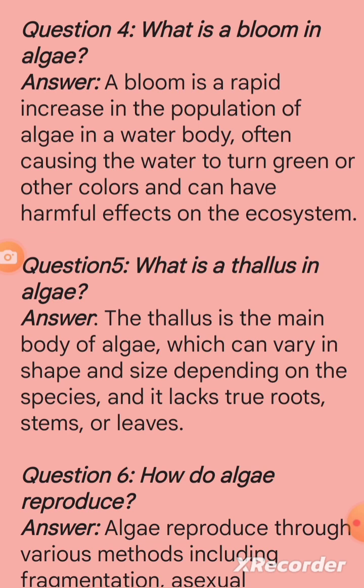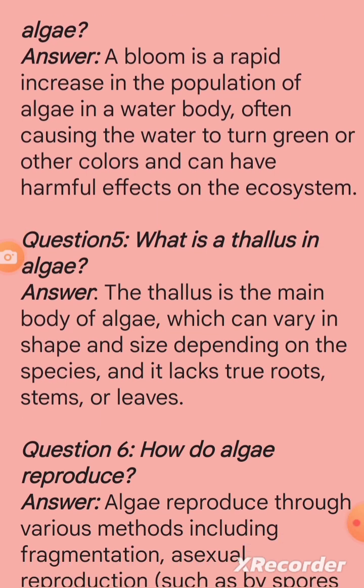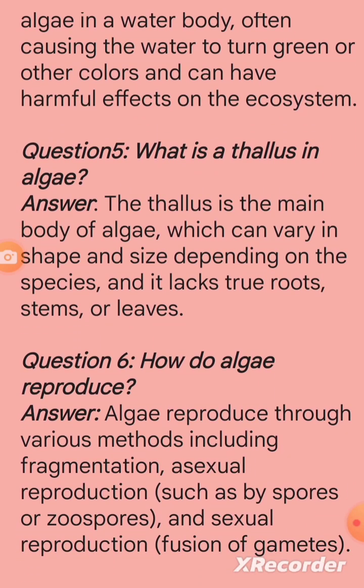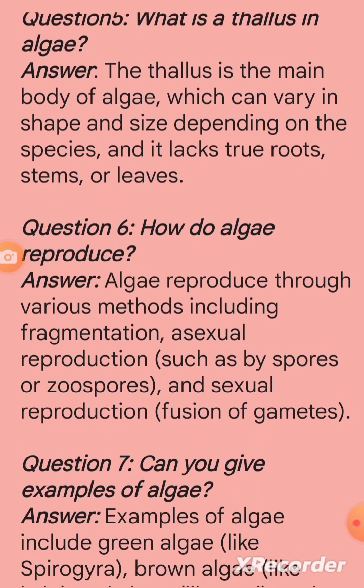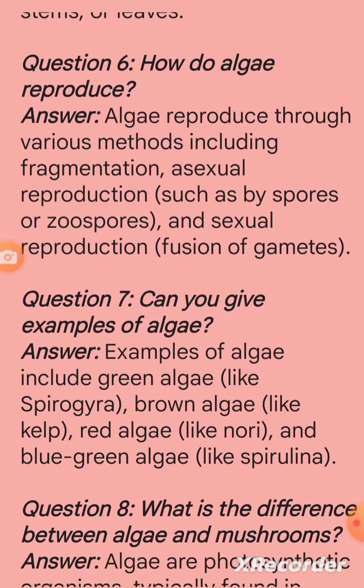Question 6. How do algae reproduce? Answer. Algae reproduce through various methods including fragmentation, asexual reproduction, such as by spores or zoospores, and sexual reproduction, fusion of gametes. Question 7. Can you give examples of algae?